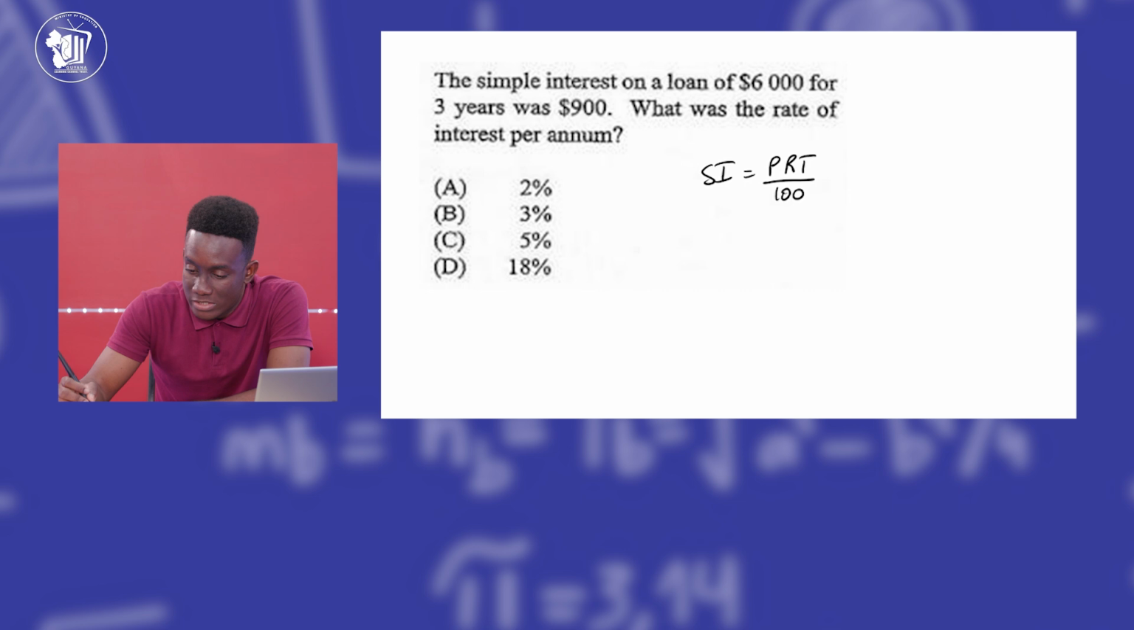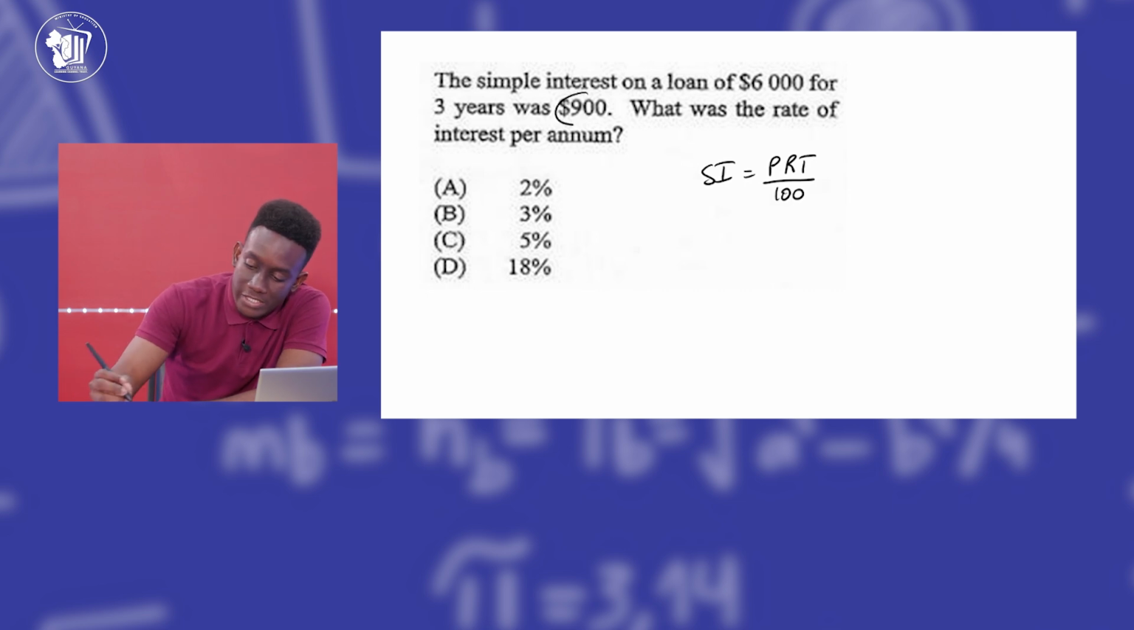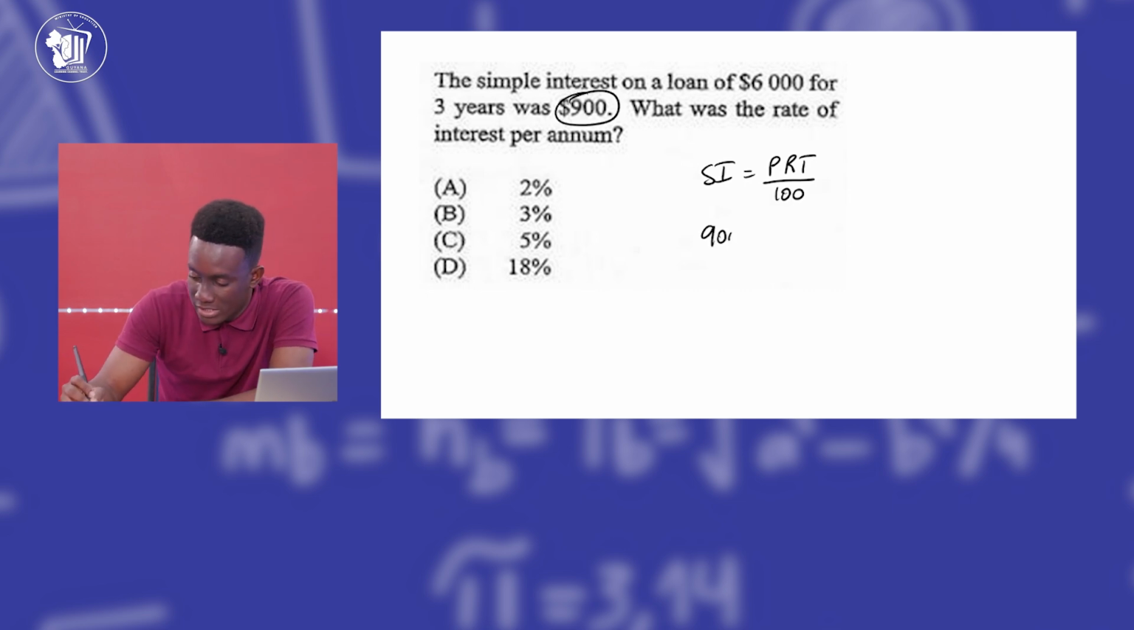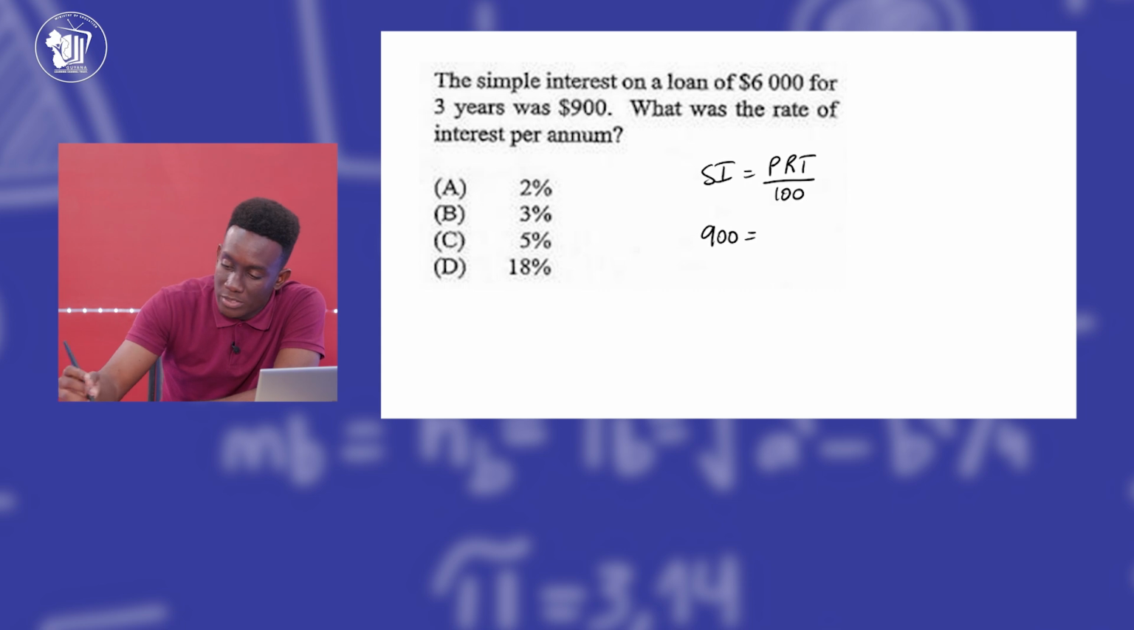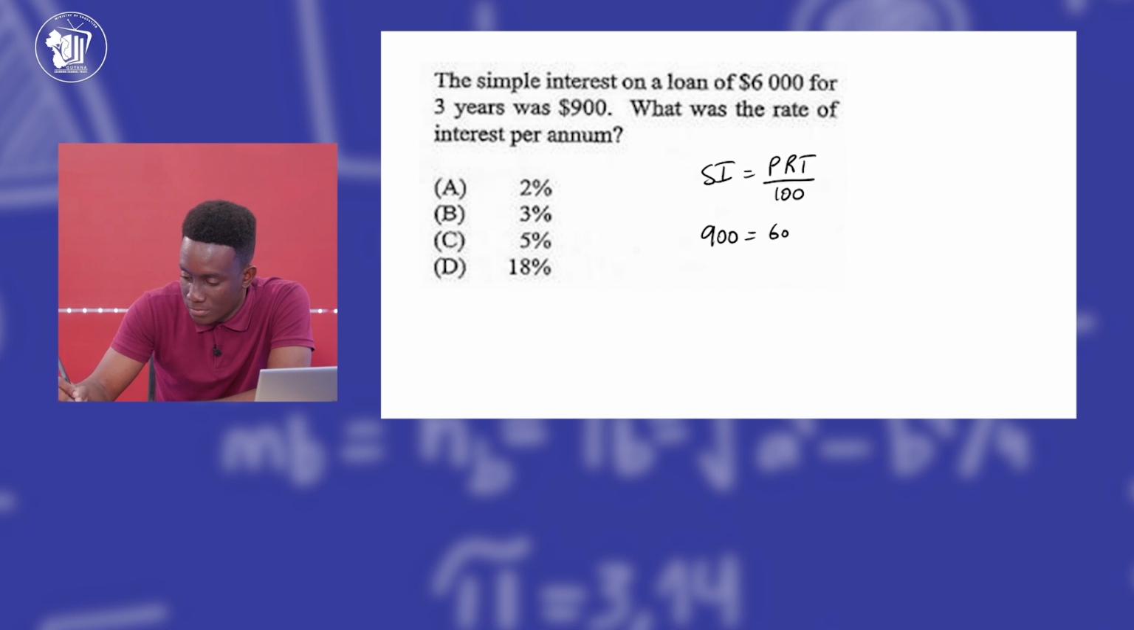So let's put in the values that we know. So we know simple interest was 900. So it's 900 is equal to, the principal would be the money invested or borrowed. So in this case, we had a loan of 6,000. So the principal would be 6,000 multiplied by the rate that we want to find, multiplied by the time in terms of years, which would be 3. And we divide this by 100.